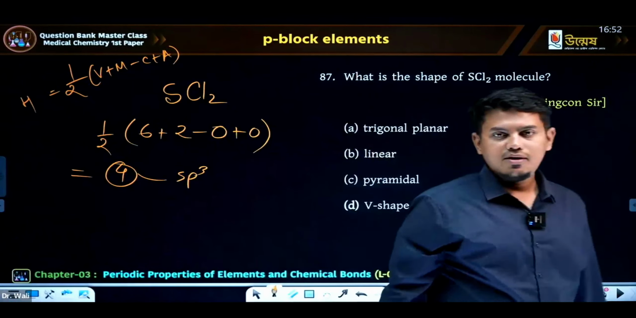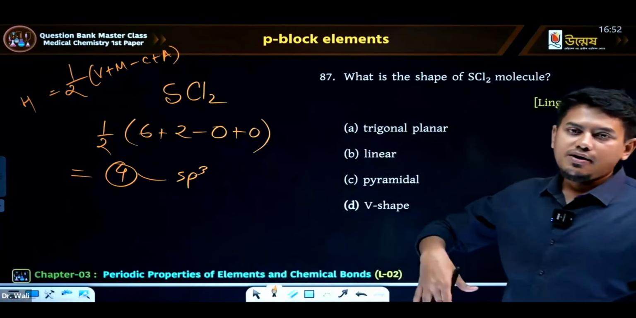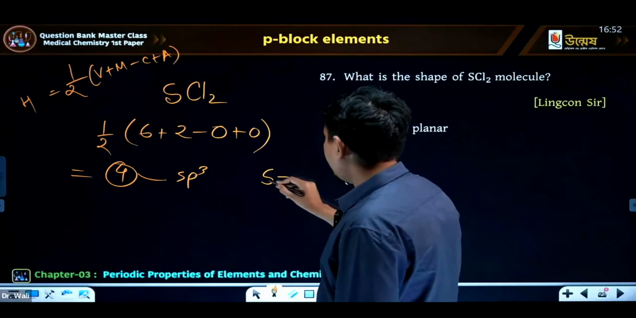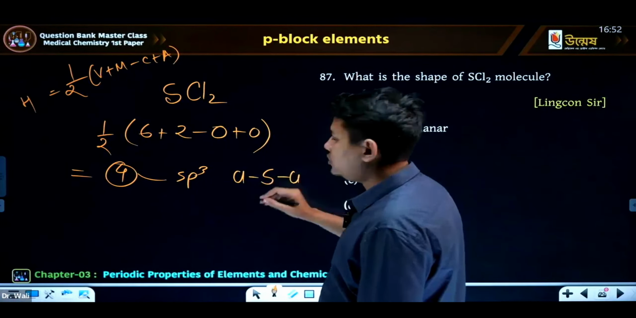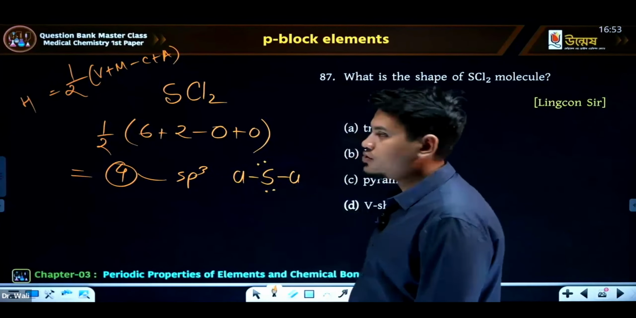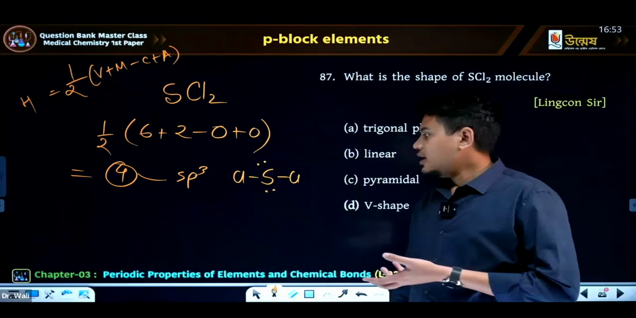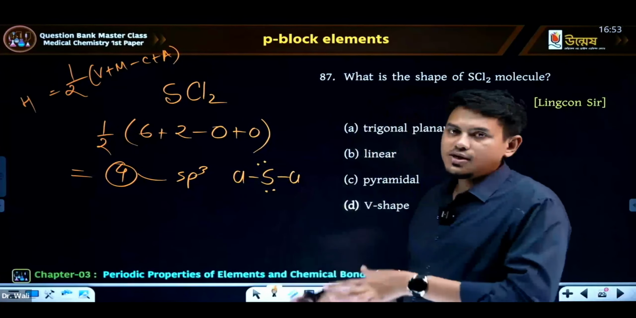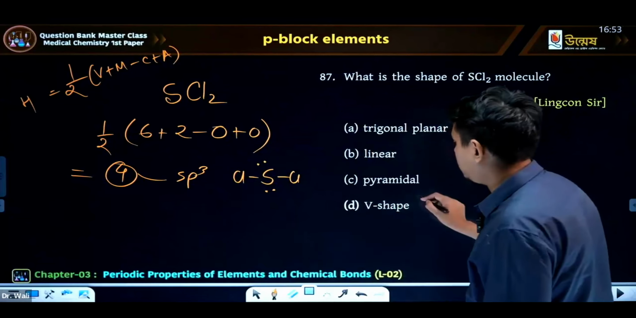If it is sp3, then what will be the shape? You might say if it is sp3, the shape should be tetrahedral, but no such shape is here. Then what will be the answer? Listen very carefully. This sulfur chloride, here we know that sulfur got 6 electrons in its valence shell. Since it got 2 lone pair electrons in its valence shell, that's why this lone pair will repel each other, and the structure gets deformed from the usual tetrahedral one. It becomes V shape, like water molecule.